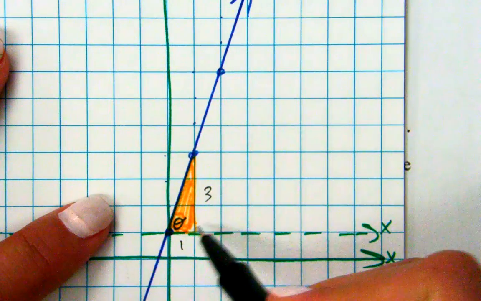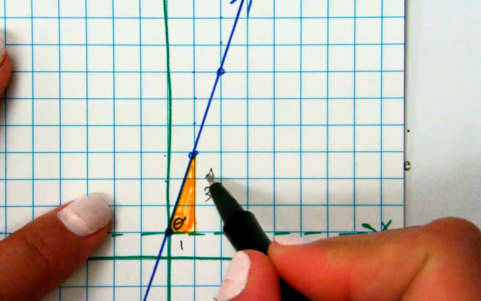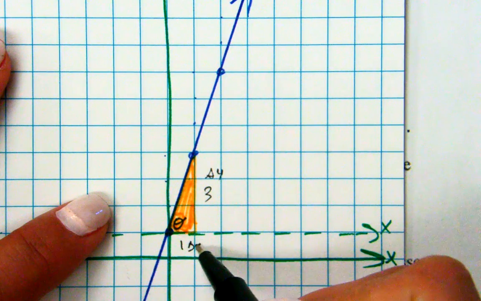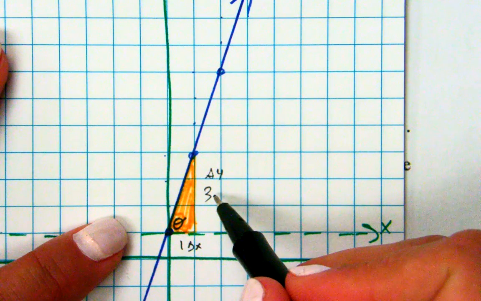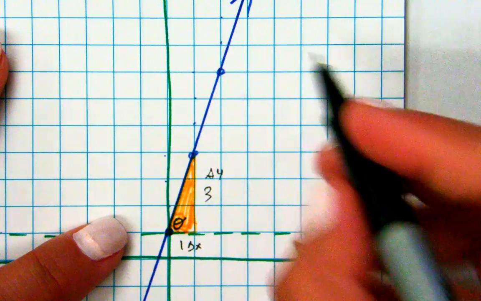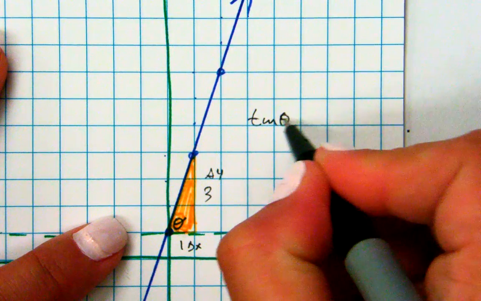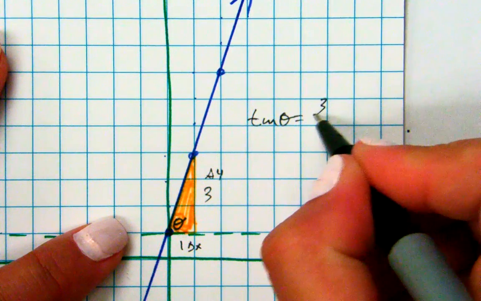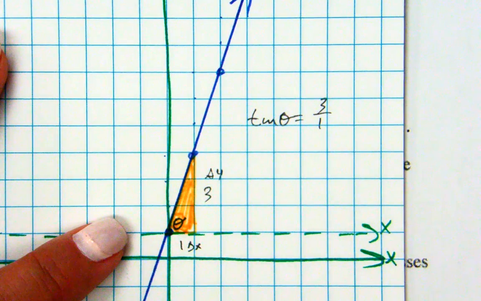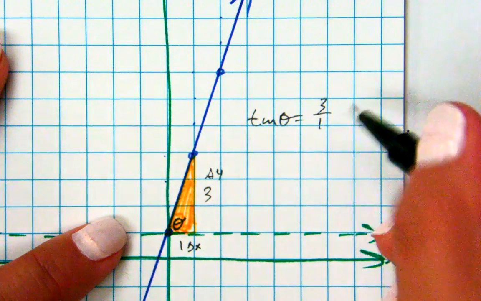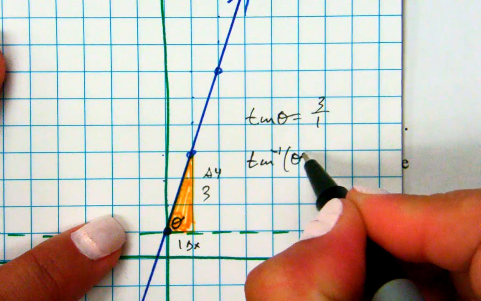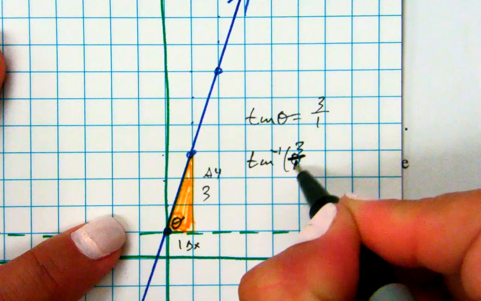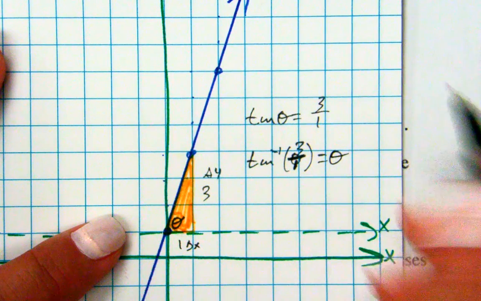So we're going to set this up. This is your change in y. This is going to be your change in x. So that means we're going to use tangent. Tangent of theta is going to be 3 over 1, because it's change in y over change in x. So that means inverse tangent of 3 over 1 is going to be my theta.